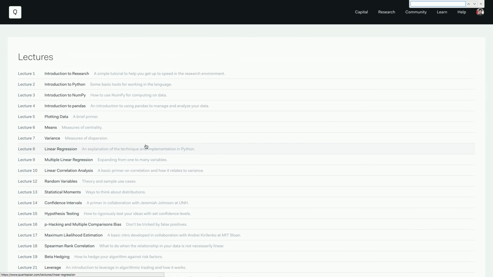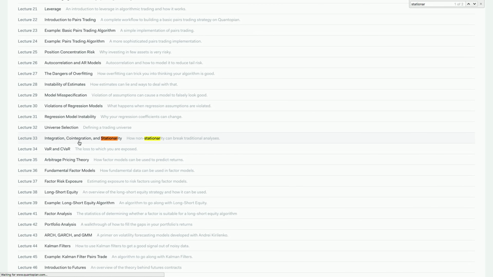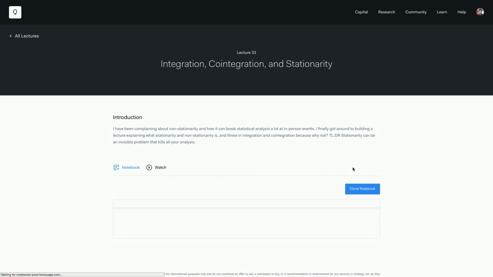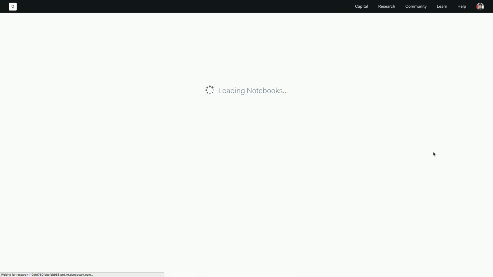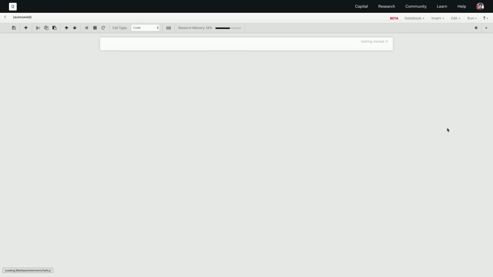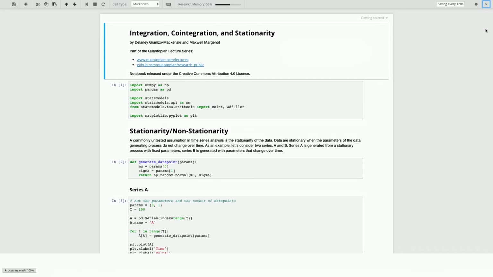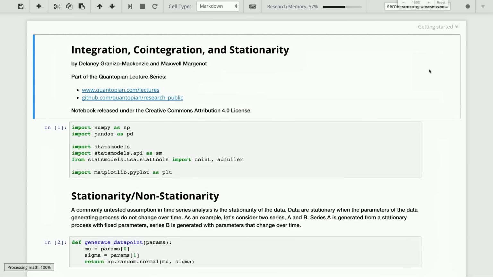So I'm just going to nip on over to the lectures here, and I'll find, what is it called? Stationarity. Marvelous. So a pairs trade is based on a concept called stationarity. Well, it's based on a concept called cointegration. But in order to build up into cointegration and what that means, first I'm going to talk about the individual components that go into it, namely integration, orders of integration, and stationarity.